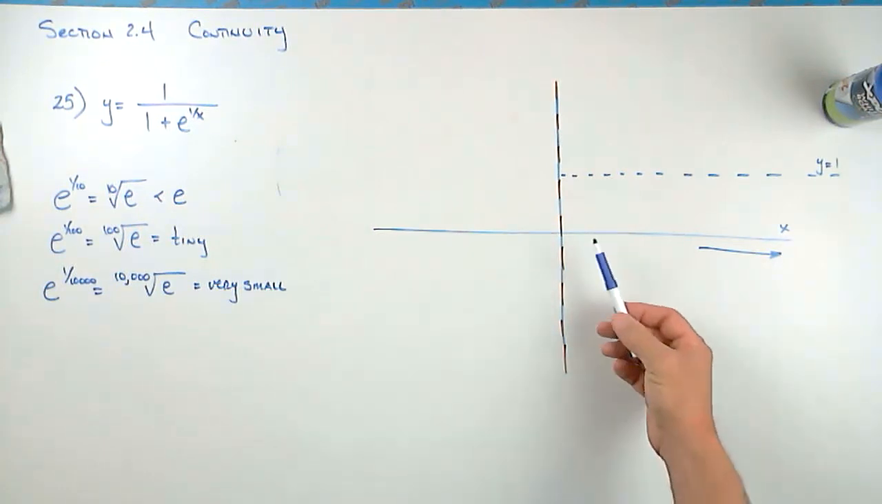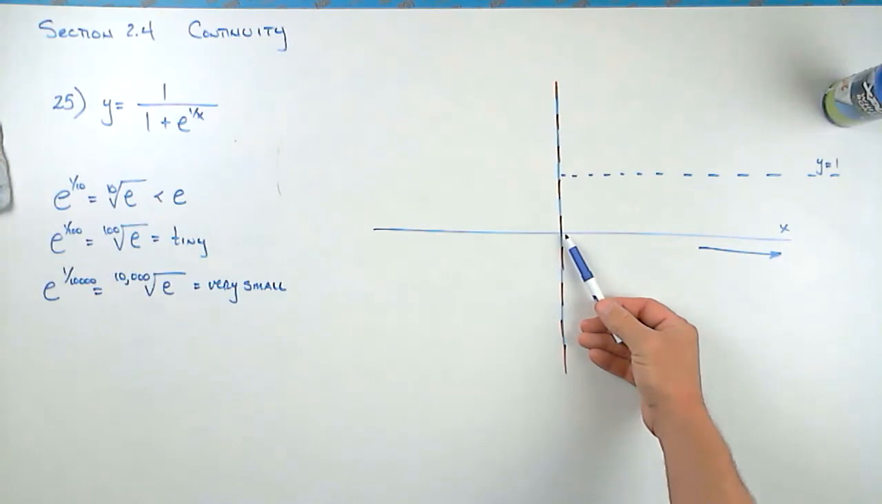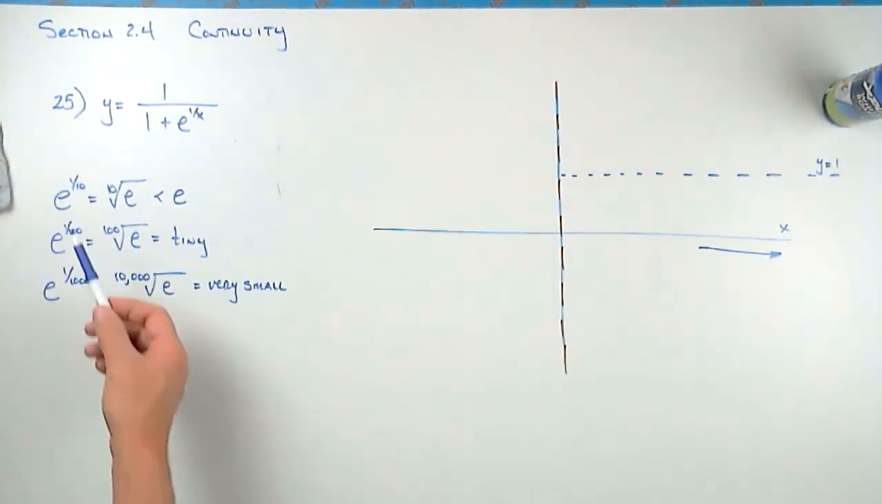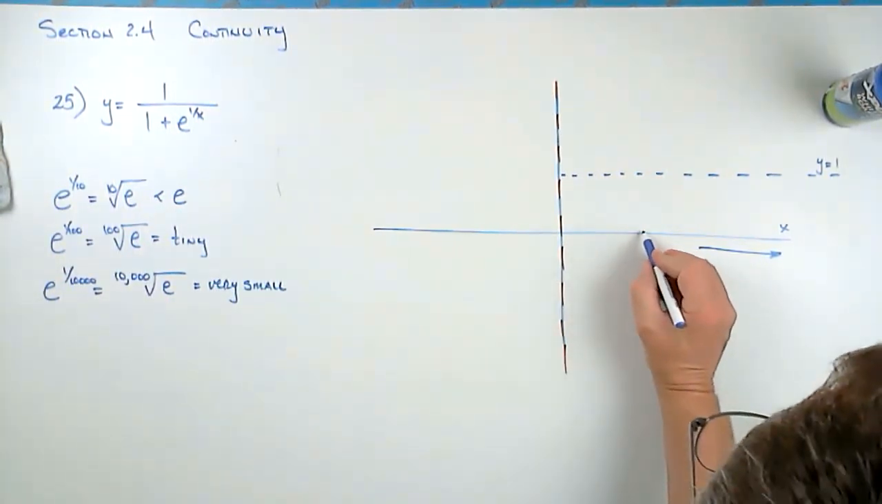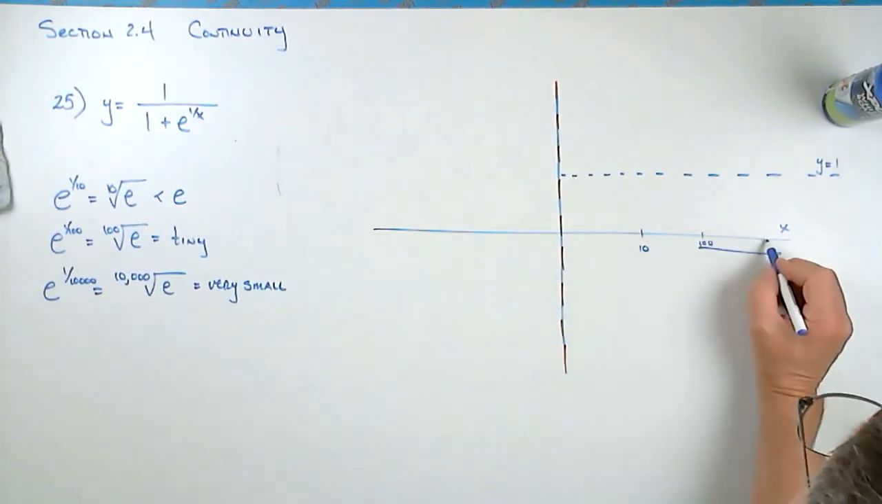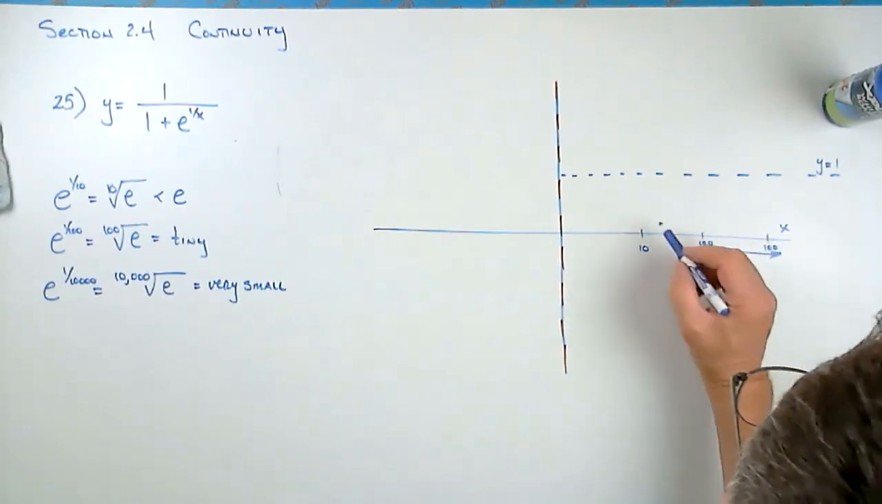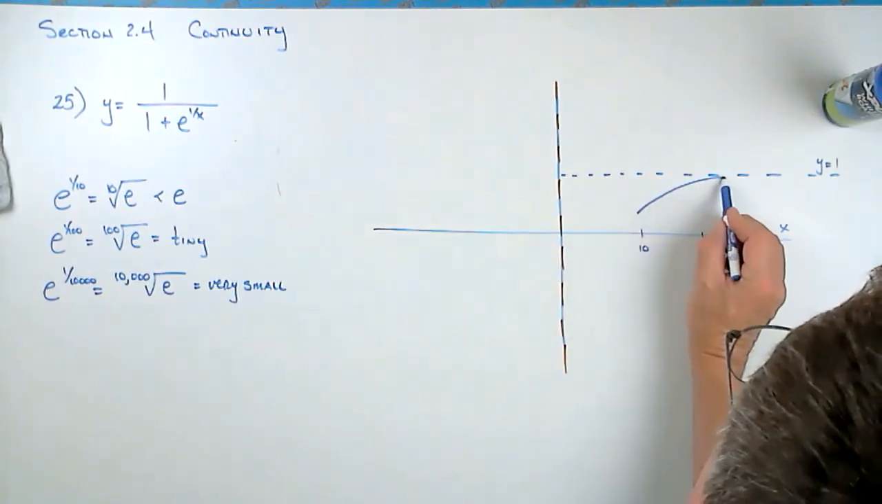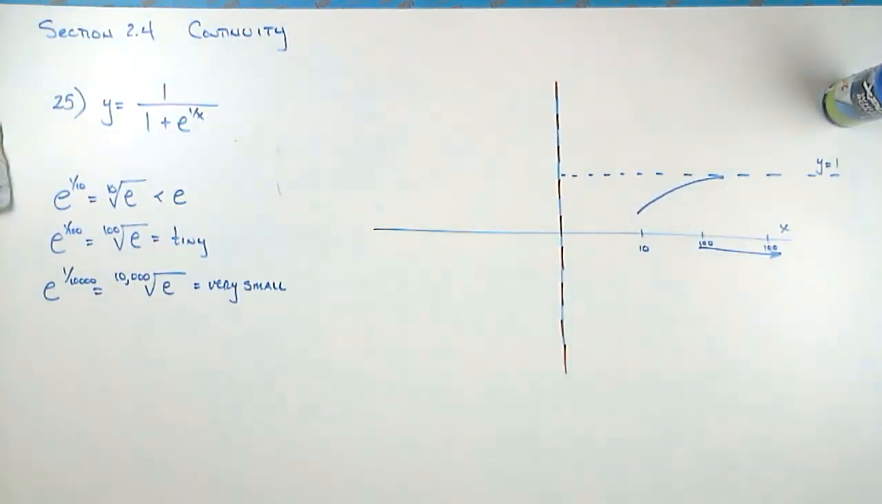What does it look like when I plug in a very tiny number? I mean an infinitely tiny number. We plugged in 10, then we plugged in 100. This isn't obviously to scale. We plugged in 1,000, and our graph is getting closer and closer and closer to 1.